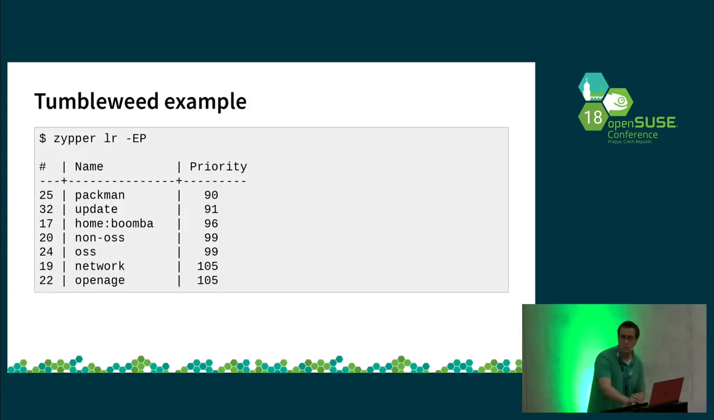So for example, this is what my desktop looked like before this presentation. Obviously, I have a lot of other repositories, but basic ones are just there. If you run zypper list repositories with the -P option, you get them sorted by priority, which is nice. So that goes back to documenting why you might have added these. For example, the network and OpenGL repositories, I added because I wanted a package out of those that wasn't available in the main product, which is why they are lower priority. So again, it's very easy to tell when you look at that list.